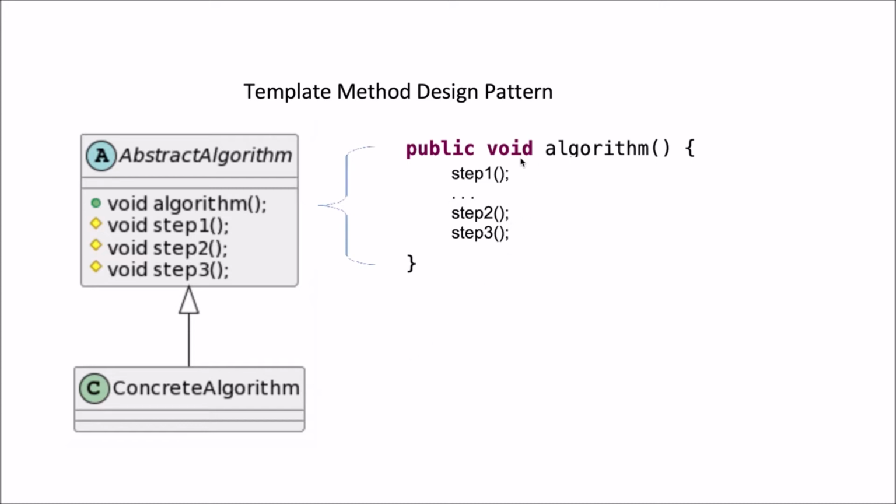The template of that algorithm is defined in this public method of the superclass, and then the subclass only changes small steps of that algorithm by overriding or implementing one of these methods that are called in that algorithm. Now this is still very abstract. So let's take a look at a close example.